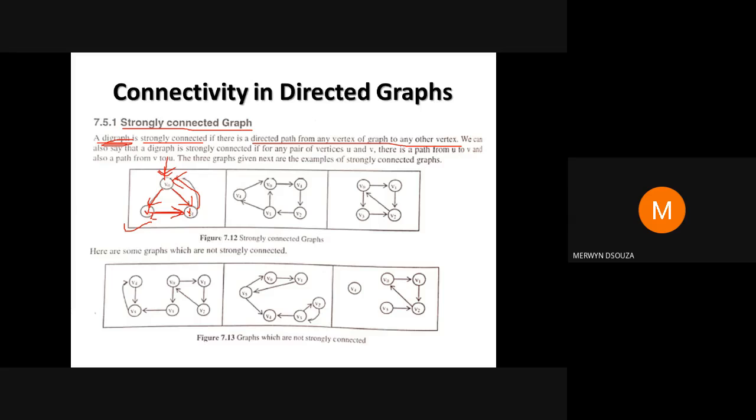Then you take this vertex. Can I go to the other two vertices? Yes. First vertex I can go this way, and second vertex again I will go this way and then here. So every vertex is reachable from every other vertex. Therefore this graph is known as a strongly connected graph.